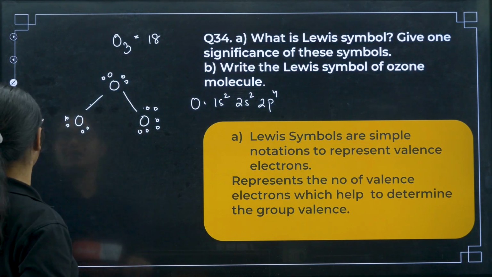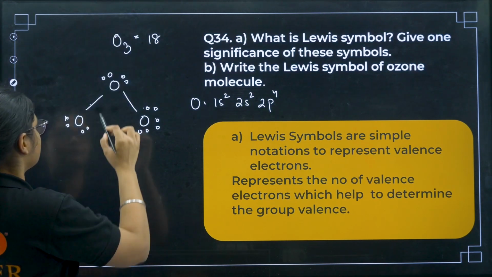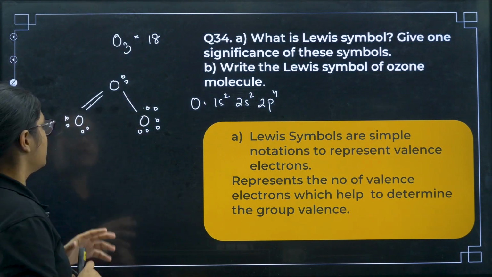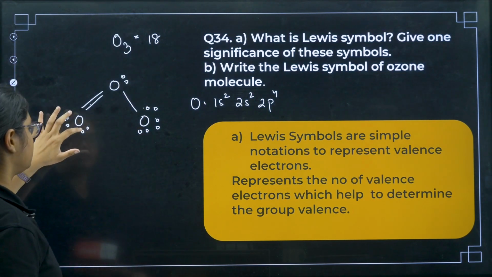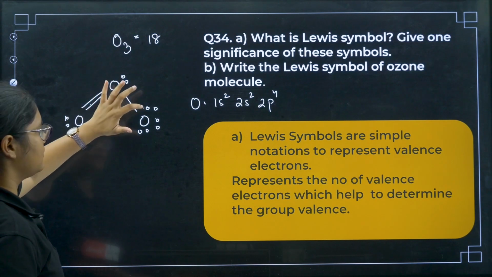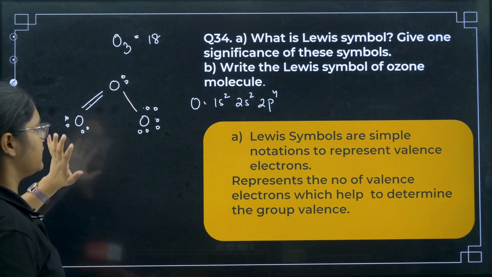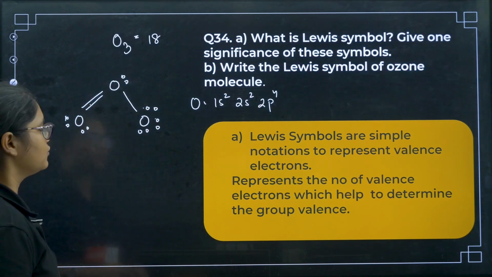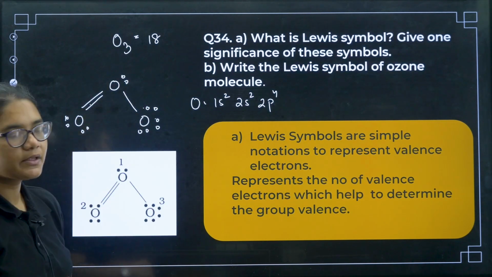So to do that, what I will do, I will make a double bond here. I will remove this and I'll put a double bond here. Okay. Now if you see 1, 2, 3, 4, 5, 6, 7, 8, all the oxygen octets are satisfied, right? That is the Lewis structure of ozone. You can see here.